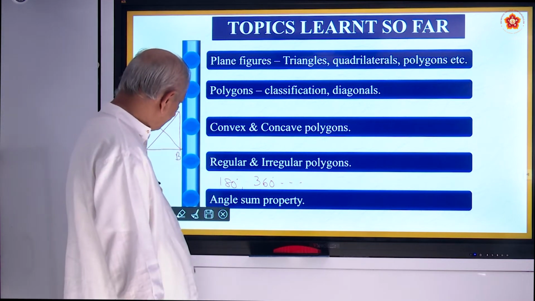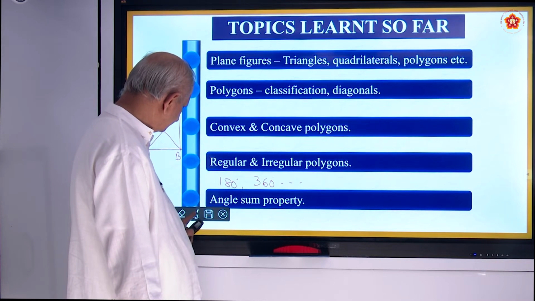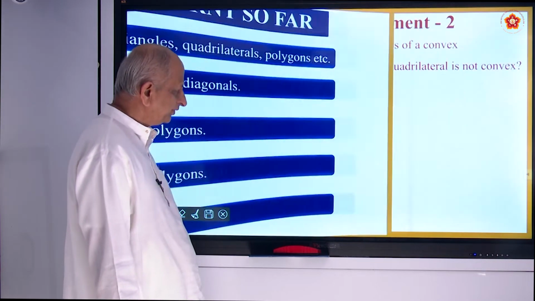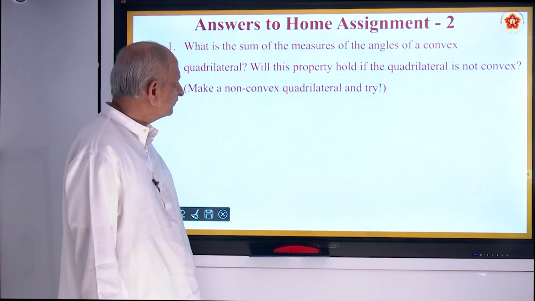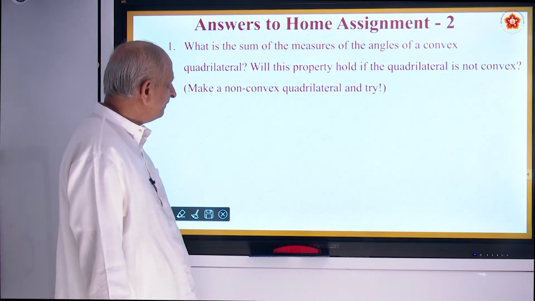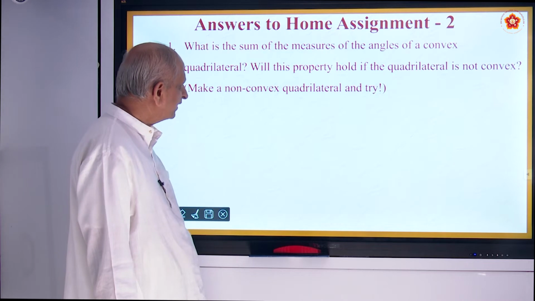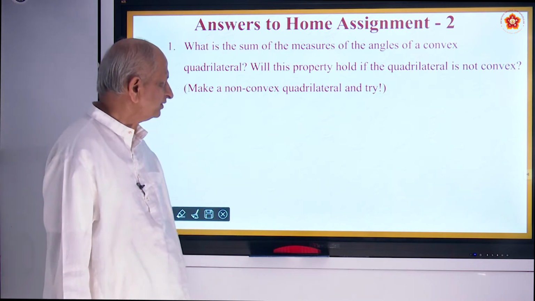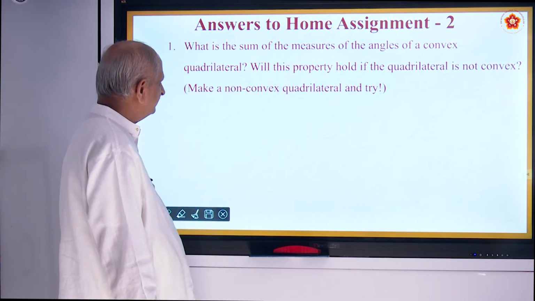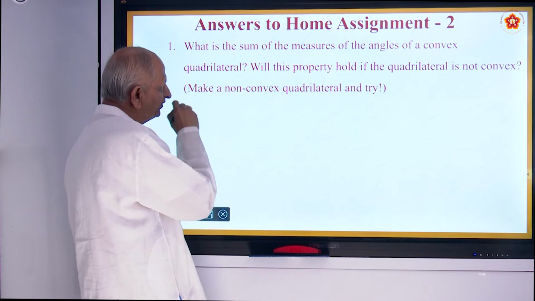Now shall we go to the home assignment? Yes, we'll see the home assignments. What is the sum of the measures of the angles of a convex quadrilateral? The first question. And the answer is 360 degrees.